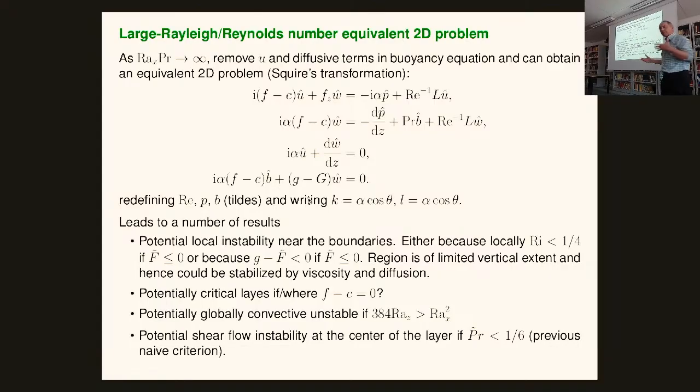So this is, in a way, slightly ad hoc because we've decided that we can analyze them by similarity. We're working in a large Rayleigh regime and writing down results from it. But you can find instability near the boundaries because the Richardson number is locally small or you're convectively unstable. And this region is narrow, so you expect to stabilize that with viscosity for the Richardson number. You may get critical layers. That's a problem. You may be globally convectively unstable, which is the result I showed you. And right at the middle, you have a shear flow instability. The Prandtl number is less than 6.